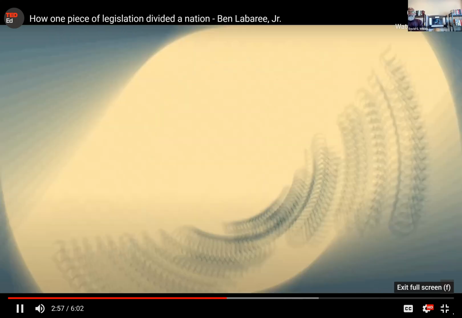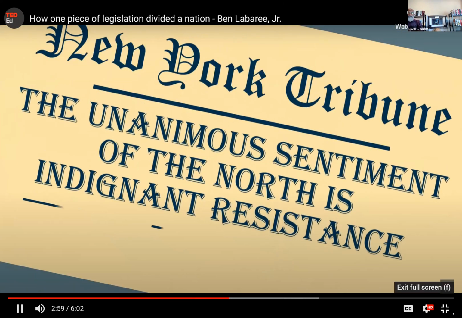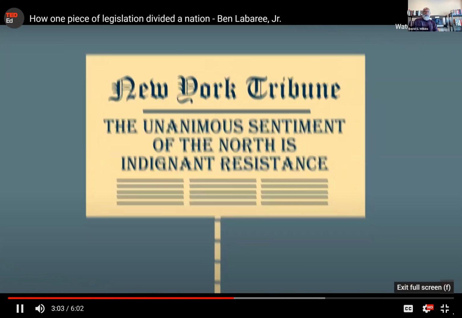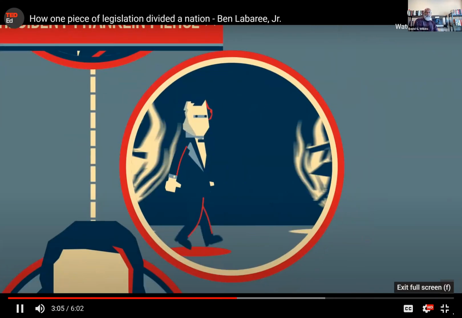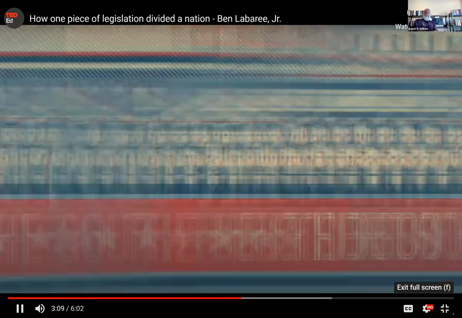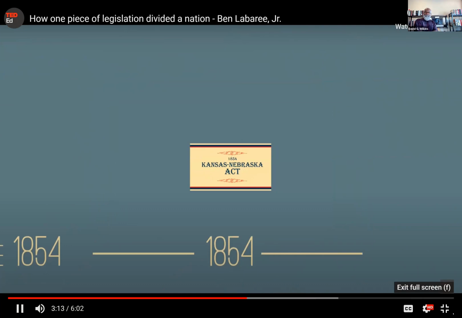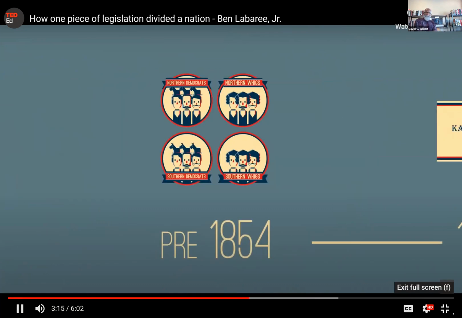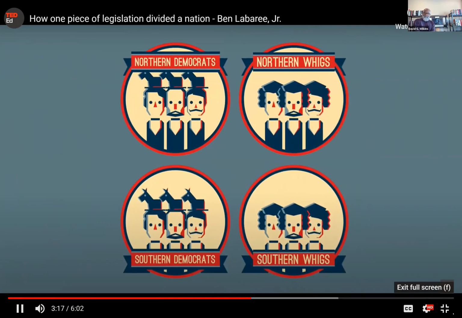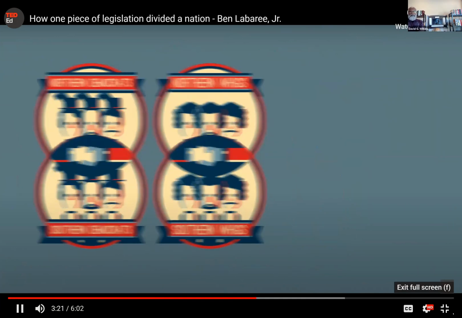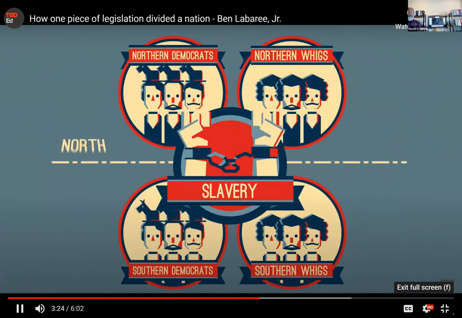The New York Tribune reported, "The unanimous sentiment of the North is indignant resistance." Douglas even admitted that he could travel from Washington, D.C. to Chicago by the light of his own burning effigies. The political consequences of the Kansas-Nebraska Act were stunning. Previously, both Whigs and Democrats had included Northern and Southern lawmakers united around various issues. But now slavery became a dividing factor that could not be ignored.